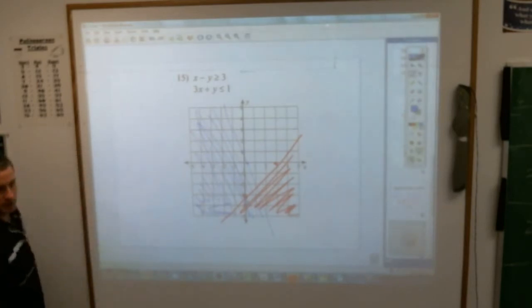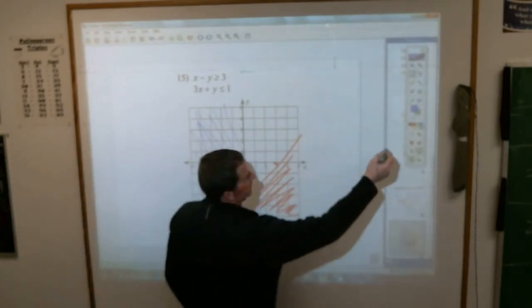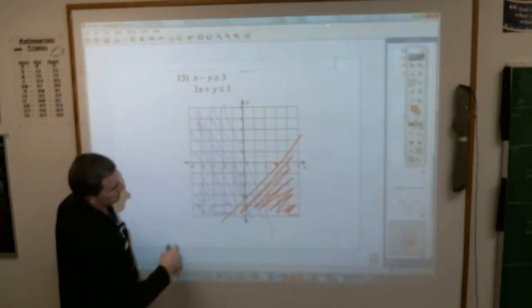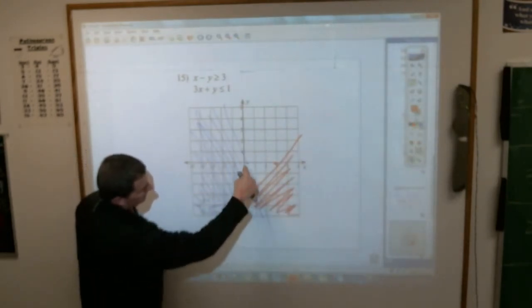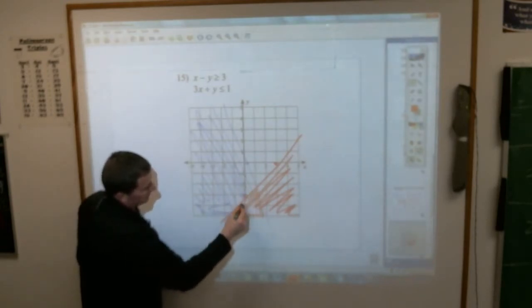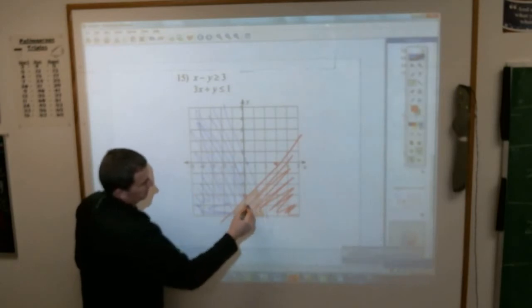And then looking for the place where it's an overlap, not a very big area. Here is my one, here's my other. It's just this little pie piece right here. All that gets double shaded.